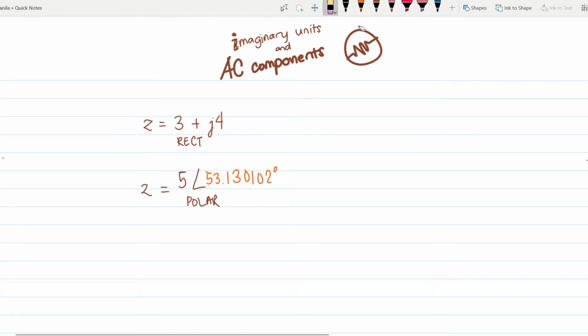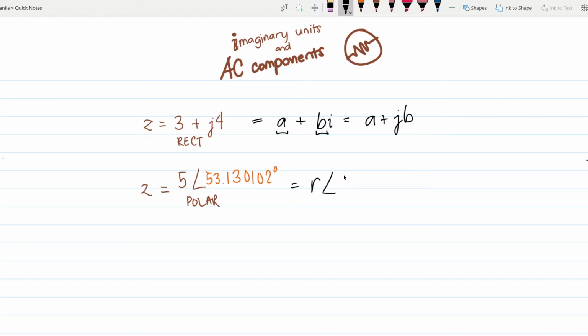But anyway, just to recap, rectangular is in the form of A, that's your real part, plus B, that's your imaginary part, or sorry, A plus JB. All right? In the polar naman, you have your radius, and then your angle, of course, your theta. Some professors like to write their angle on the angle sign. It doesn't matter naman.